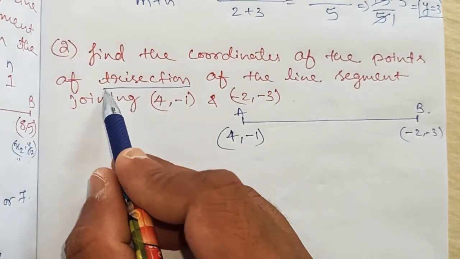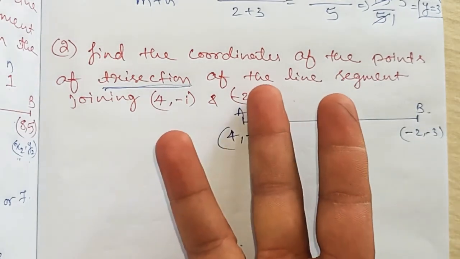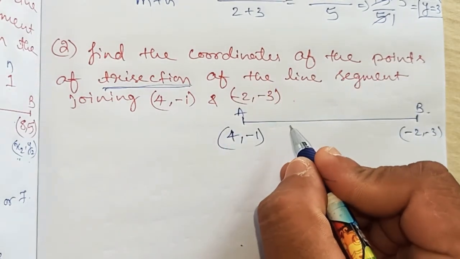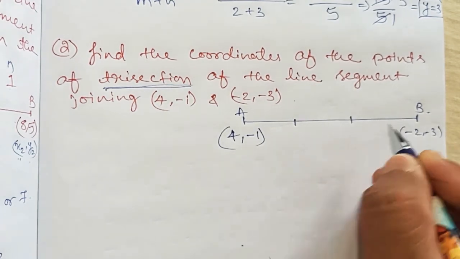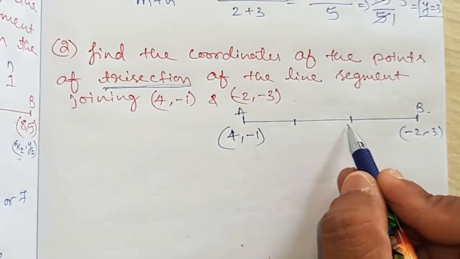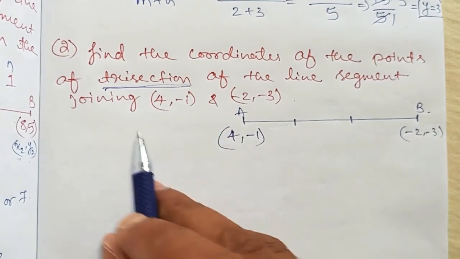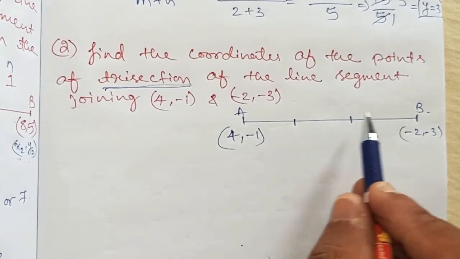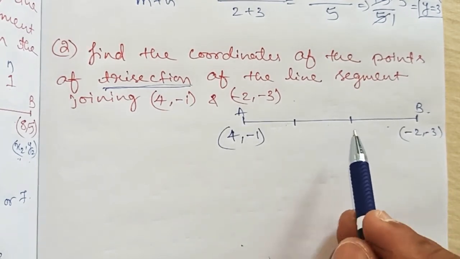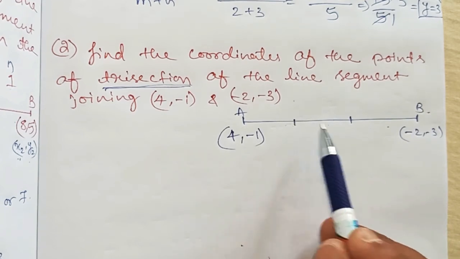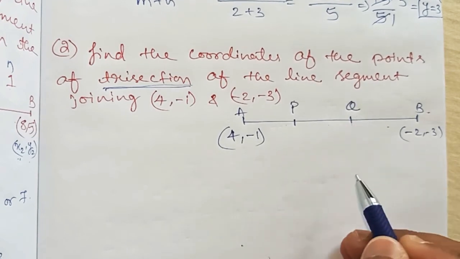Now what is the meaning of trisection? Trisection means this line has been divided into 3 parts. So we will divide it equally, 1, 2 and 3. This part is the first part, second part and third part. So all the 3 parts are divided equally. Trisection means the whole line segment has been divided equally in 3 parts. And we have to find out the coordinates of this point and this point. So suppose I will name it as P and this point I will name it as Q.